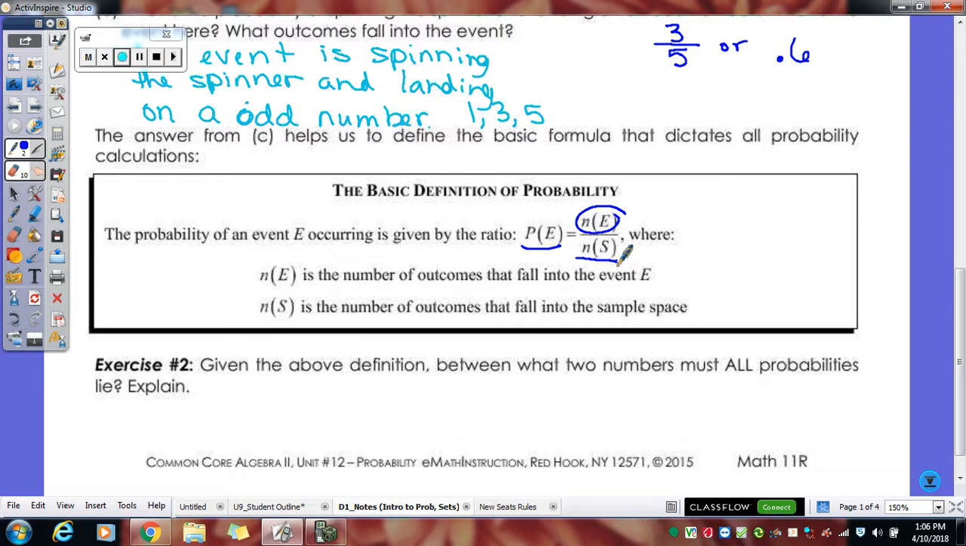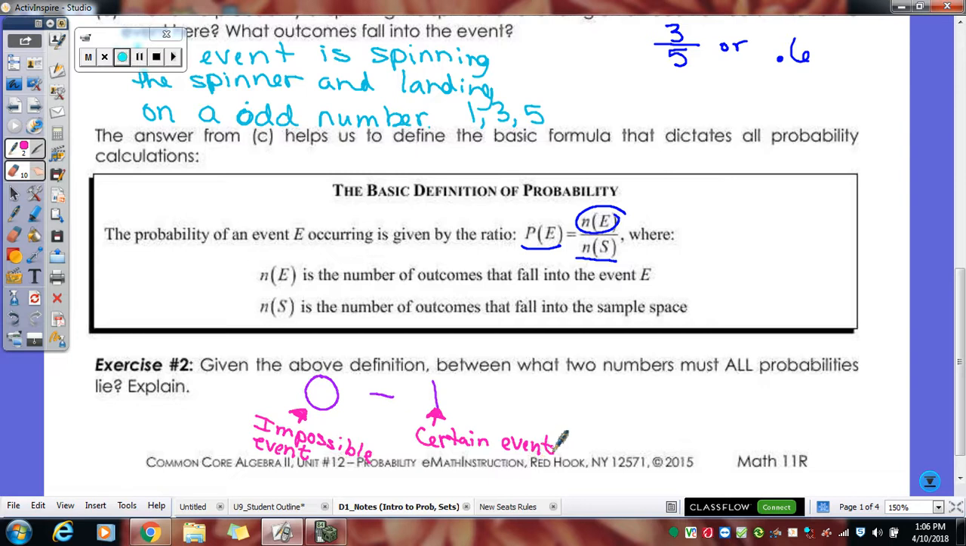So given the above definition, between what 2 numbers must all probabilities lie? 0. This is what we call an impossible event. It ain't ever going to happen. 0 and 1. 1 is what we call a certain event. It will happen.